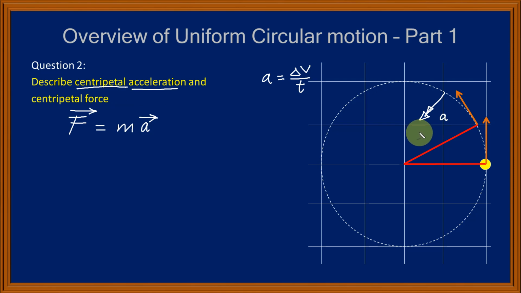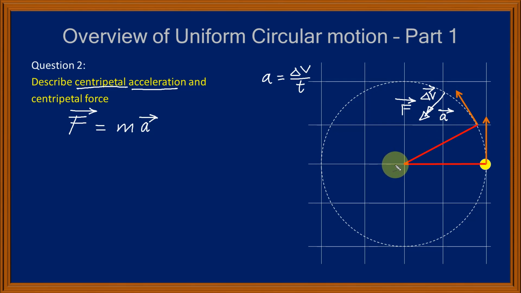So, three things are pointing towards the center of the circular path. One, there is the change in velocity, which is directed towards the center of the circular path. The acceleration is also directed towards the center of the circular path. And the centripetal force which is producing this acceleration is also directed towards the center of the circular path.